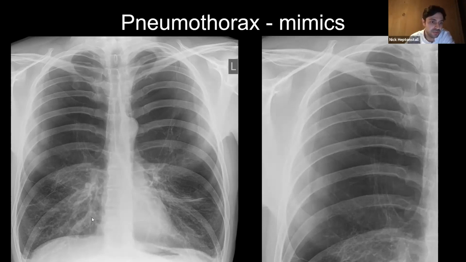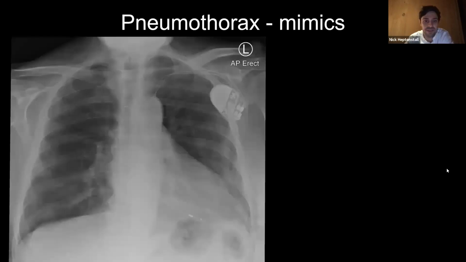You can see the normal pulmonary vasculature within the lower zones, and typically pulmonary emphysema affects the upper zones and mid zones more than the lower zones. And you can see here the vessels go all the way up towards the edges. A bit hard to see, but they do. So this is a mimic of a pneumothorax, and that's just simply emphysema.